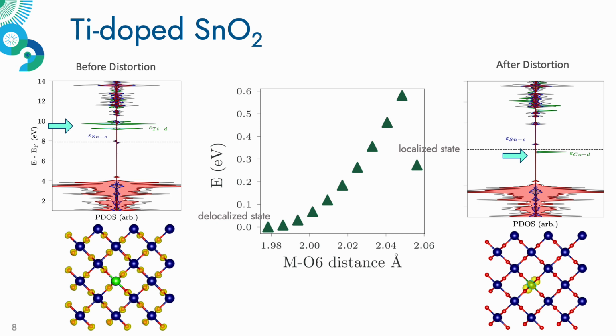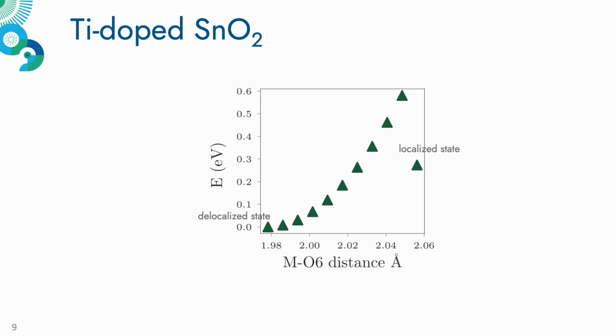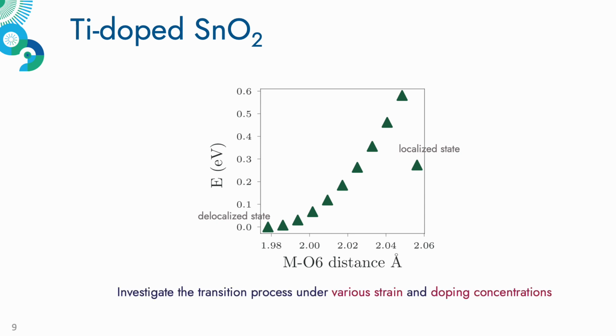Moreover, there is a maximum separating the two local minima. Now that we have obtained the material system with coexisting states, can we further tune the transition properties, such as the barrier height and the relative stability between the two states? Next, we will investigate the transition process at various strain and doping concentrations.